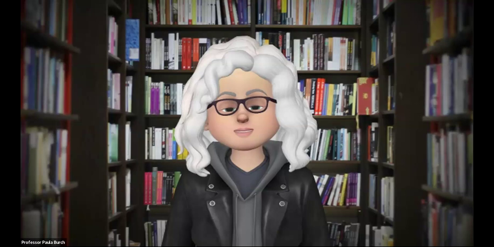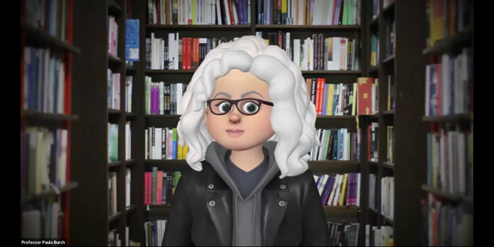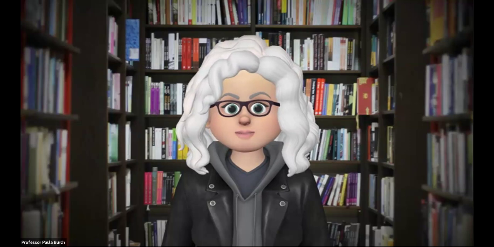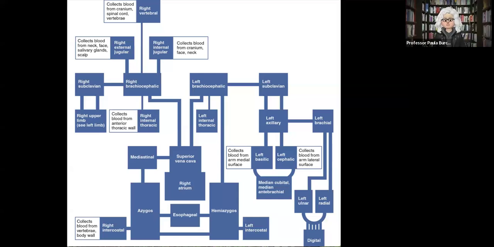This is an example of a flow chart for the veins in the neck and also in the thorax. And this will help you understand how the blood is flowing. Remember, in veins, the blood is flowing back toward the heart. So it's flowing in an opposite direction from the arteries.